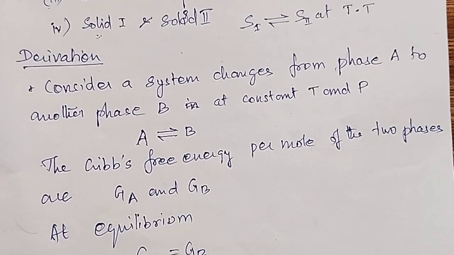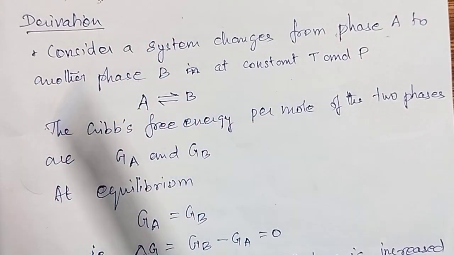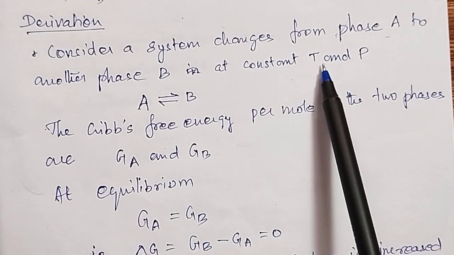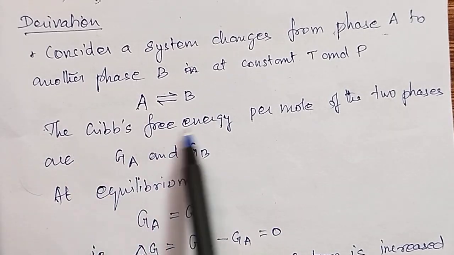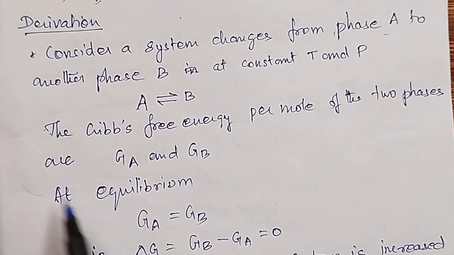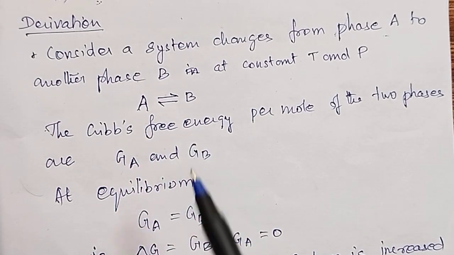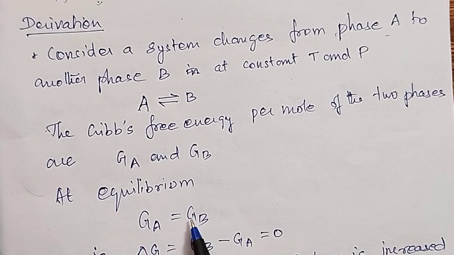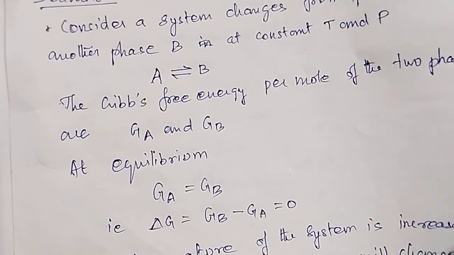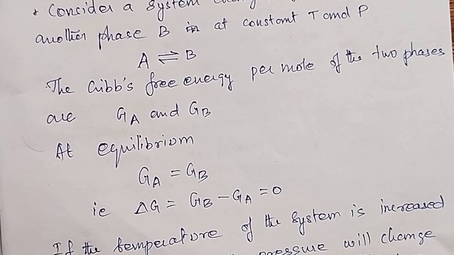Okay, for the derivation, let us consider a system that changes from phase A to another phase B, maybe any phase transition at constant temperature and pressure. Let us consider A and B are in equilibrium. The Gibbs free energy per mole of the two phases may be given as Ga and Gb, where Ga is the free energy of phase A and Gb is the free energy of phase B. At equilibrium, Ga and Gb will be equal. That is, delta G, the change in free energy, is Gb minus Ga, equal to 0.